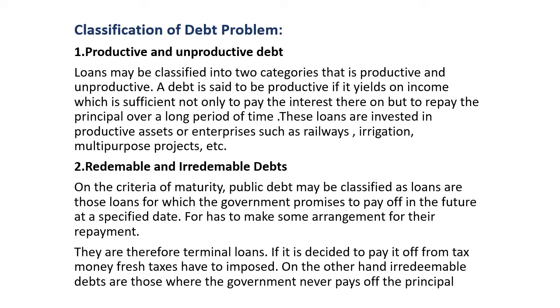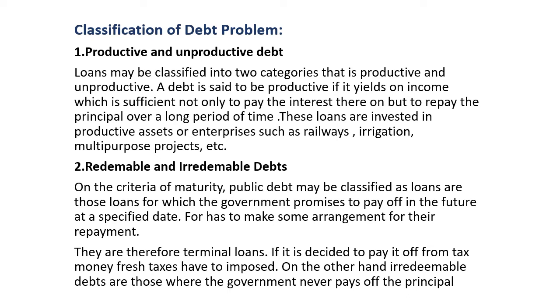The classification of debt problem. It is important for exam purposes. Productive and unproductive debt. Let's start. Loans may be classified into two categories, that is, productive and unproductive debt. A debt is said to be productive if it yields an income which is sufficient not only to pay the interest thereon but also to repay the principal over a long period of time. These loans are invested in productive assets or enterprises such as railways, irrigation, multipurpose projects, etc.